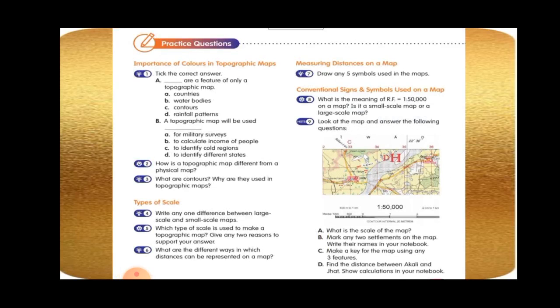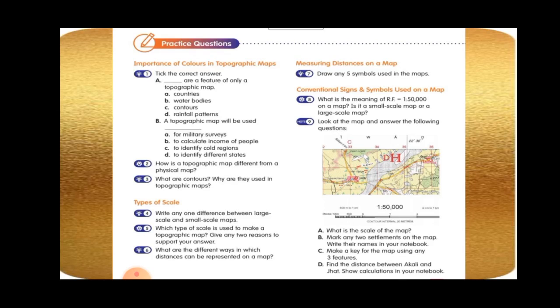The first question of the practice questions is to choose the correct answer. A. Blank is a feature of only a topographic map. I hope you have written the correct answer, and the answer is contours. Okay, C is the correct answer. Then B, a topographic map will be used for what? For military surveys.